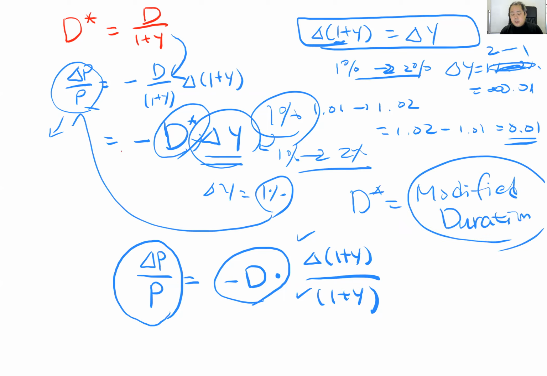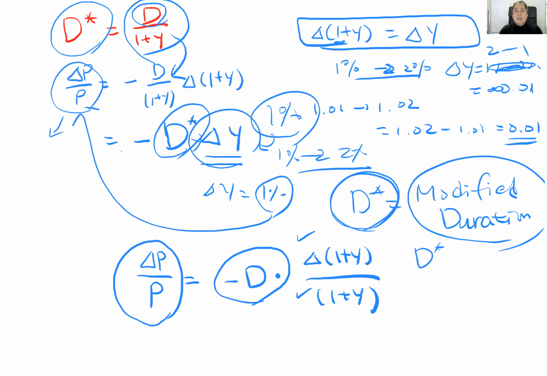Again, regarding modified duration, if the modified duration is higher, then it's more sensitive. If a bond has higher interest rate risk, then D star is higher. Obviously, because D star equals D divided by 1 plus y, where D is also called the Macaulay duration. Macaulay duration also represents the degree of the risk, but the modified duration shows it more directly.